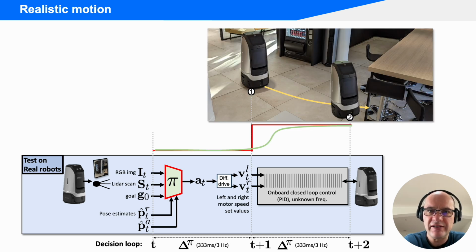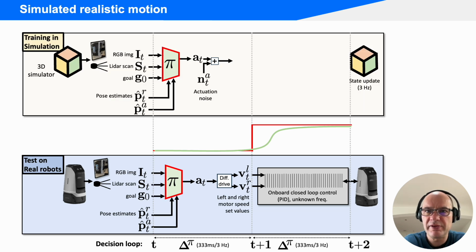When the neural network takes a new decision, every 300 milliseconds, the velocity commands change instantaneously, shown in red. The physical robot, however, will accelerate and decelerate, turn, etc. It will be subject to physics, and real velocities will evolve slower, shown in green. This is the behavior we want to replicate in simulation.